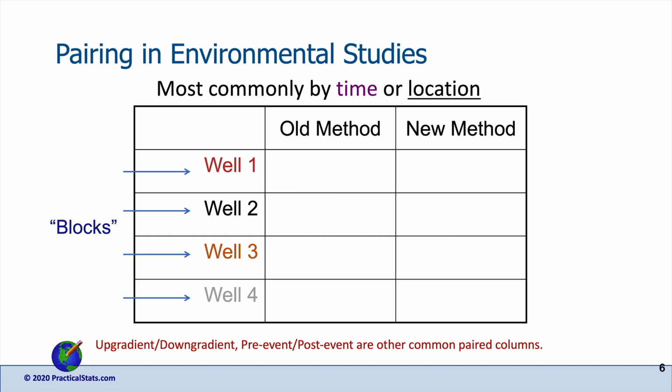Other common examples of doing this in environmental science are up gradient and down gradient sites, or upstream and downstream sites, above and below something on the stream. Pre-event and post-event, so the two columns would be different time periods. Maybe before some dramatic thing happened, a huge flood or a fire in the watershed. Or perhaps it's just that the first column has old data collected 10 years ago, and the new method has current data. So all of those are common situations where you would use a paired type of test.